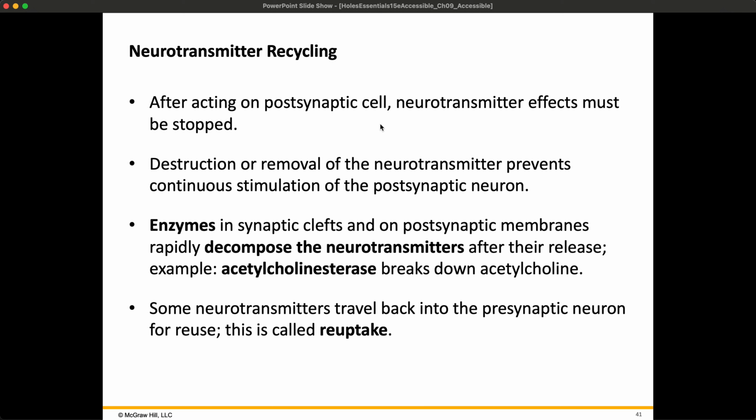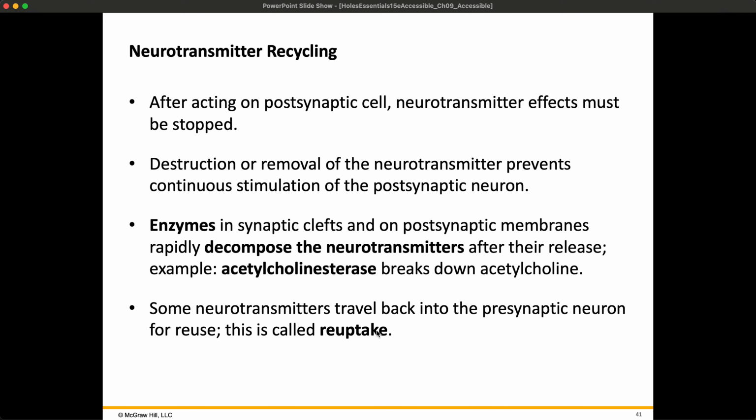So then neurotransmitter recycling. After the neurotransmitter has acted on the postsynaptic cell, something has to happen. That effect has to be stopped at some point, it may not be immediately, but after a while. Again, going back to the vision example, it will get brighter, and so you need to be able to adapt to those changes. So there's destruction or removal of the neurotransmitter. It can be through an enzyme that breaks down that neurotransmitter. The common one is acetylcholinesterase. Remember when you see this -ase ending, that's something that's being broken down, and it will probably tell you at the beginning of the word what it's breaking down.